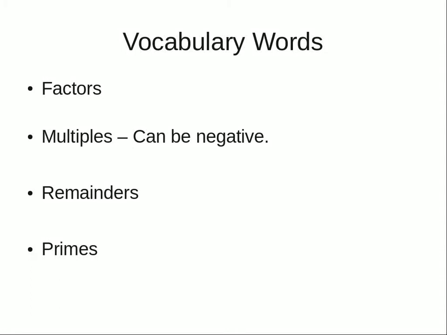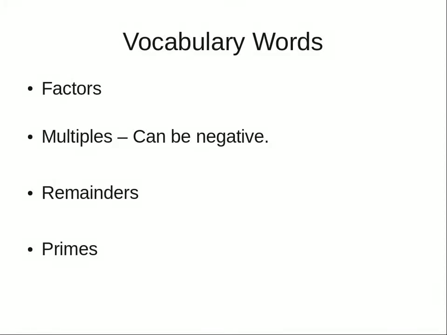Remainders. A remainder refers to what's left over when you do division. For example, 7 divided by 5. How many times can you divide 7 by 5? It divides one time and then you'll have 2 left over. So we say that 7 divided by 5 has a remainder of 2.